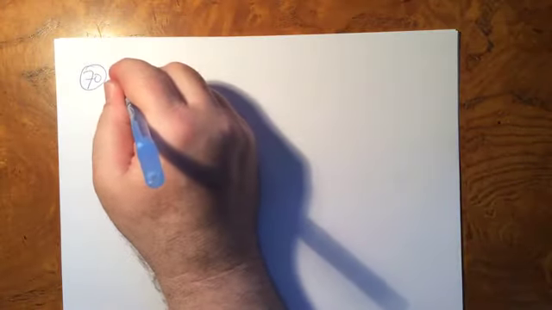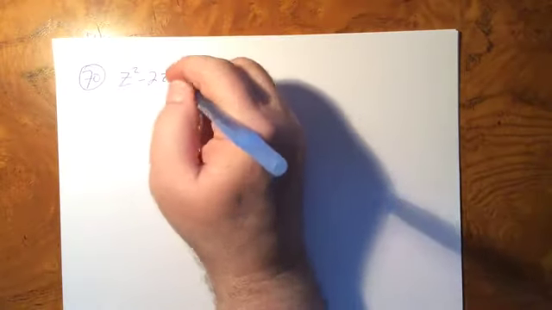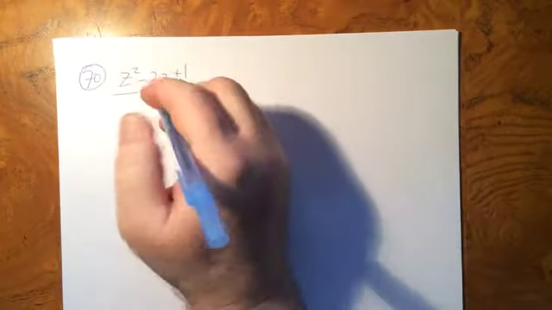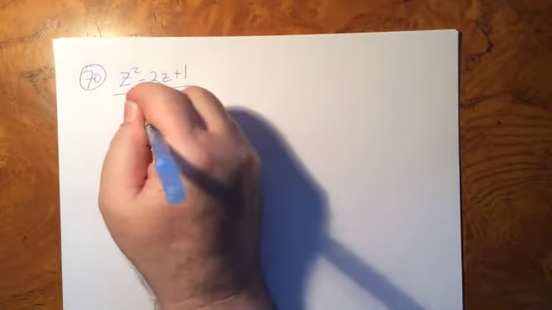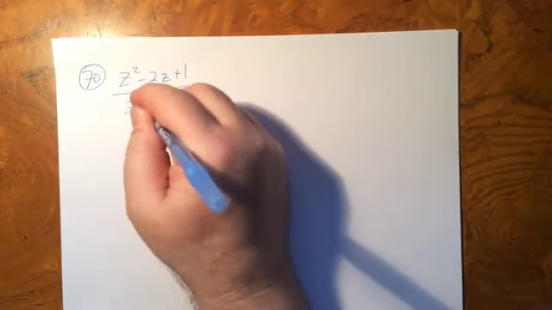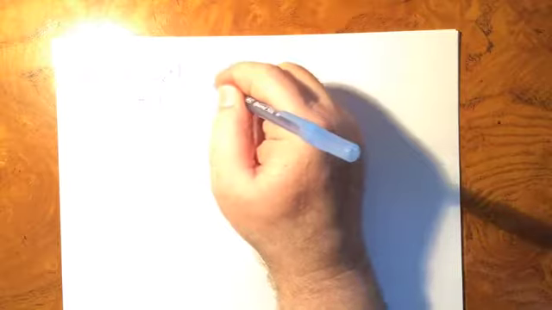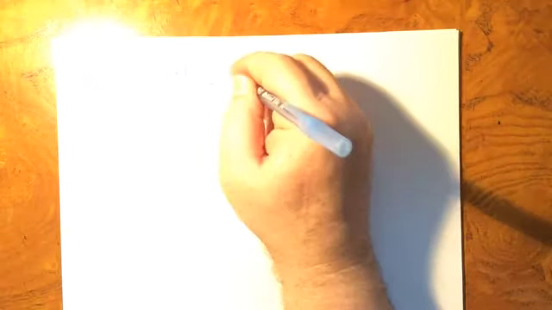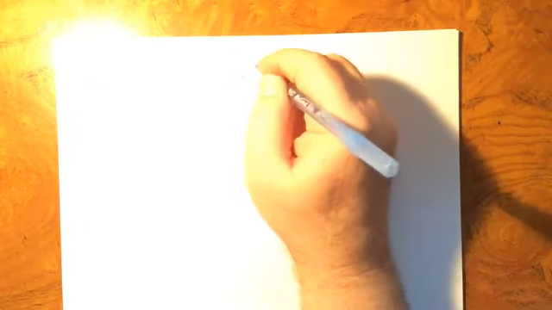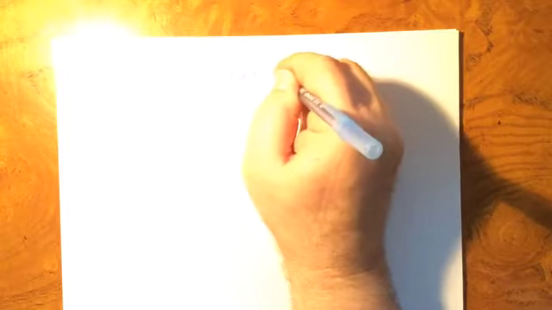Another problem which may throw students off is going to be the last one we're going to consider for today. And this is going to be question 70. This is going to be z squared minus 2z plus 1 over z squared minus 1, divided by 4z squared minus z minus 3.